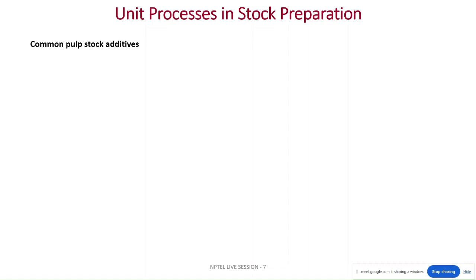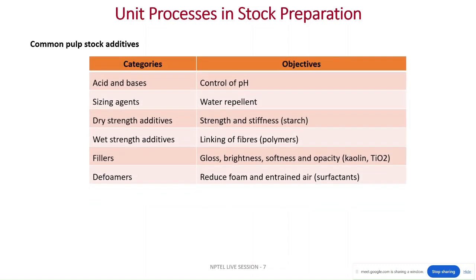So the common pulp stock additives used are acids and bases. We all know that in the process we use acids and bases to control the pH of the solvent. Sizing agent, we generally use sizing agent. This is a very important ingredient. Often this is used to reduce water or other liquid penetration into certain paper products, so that it resists water. It acts as a water repellent.